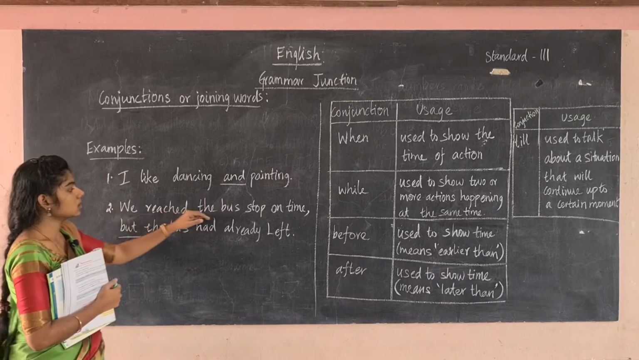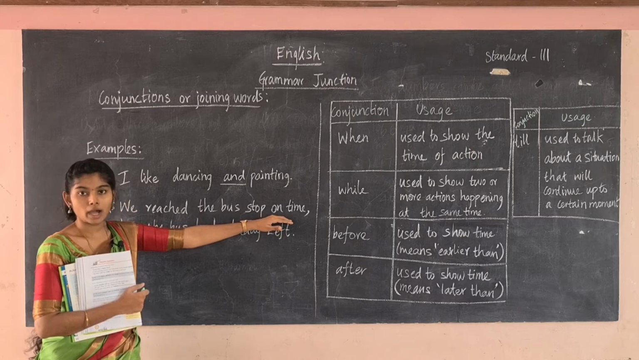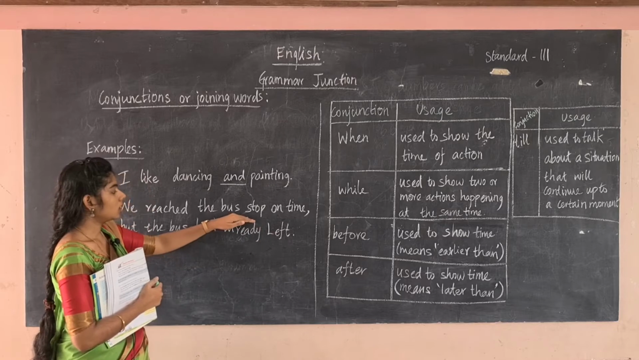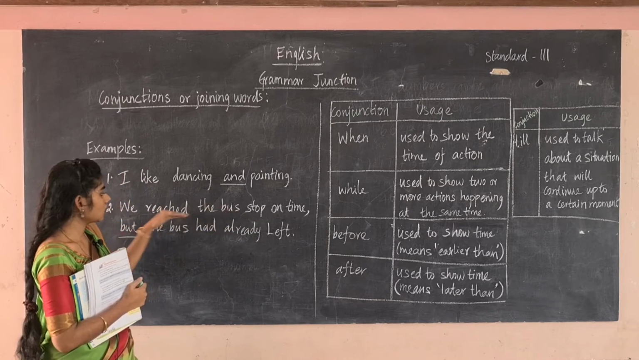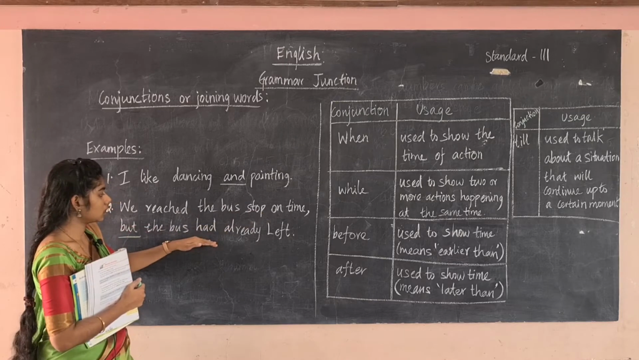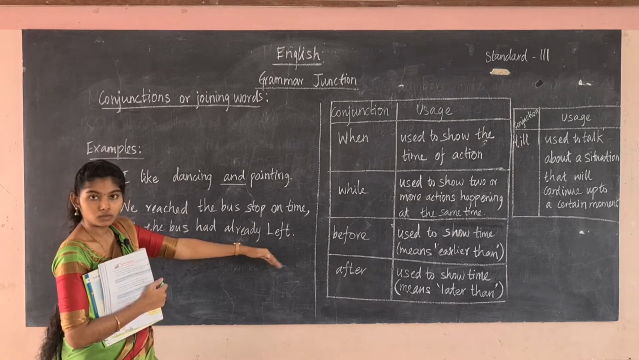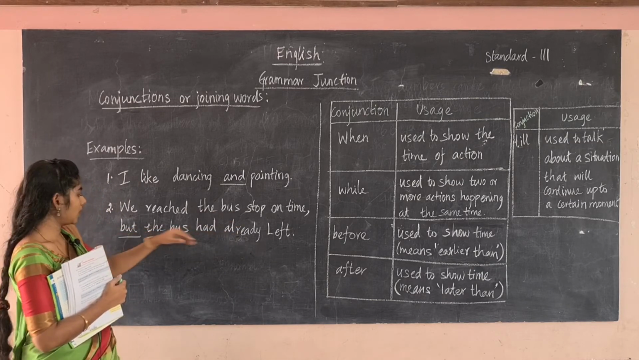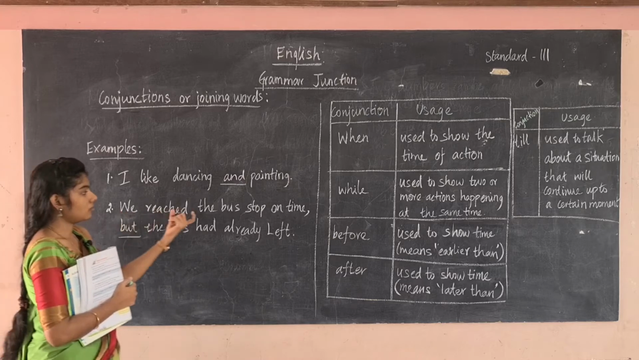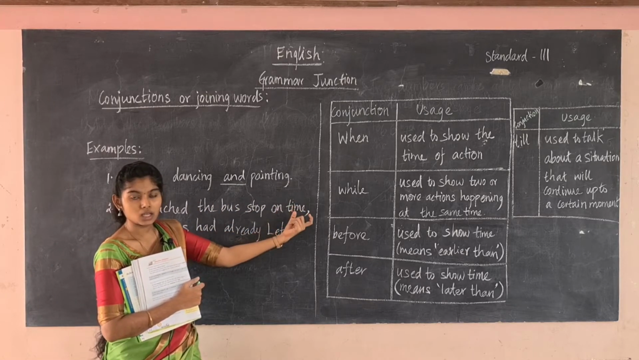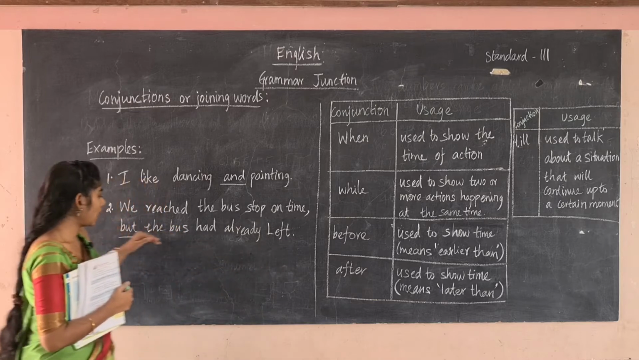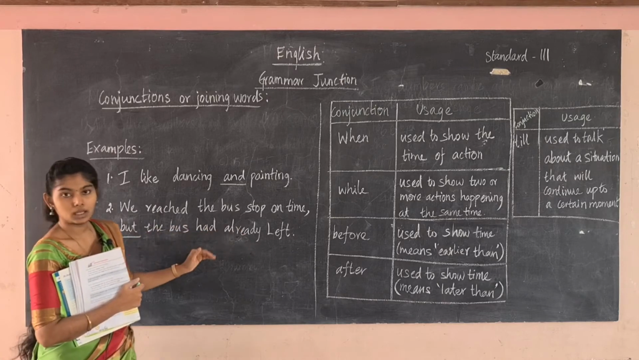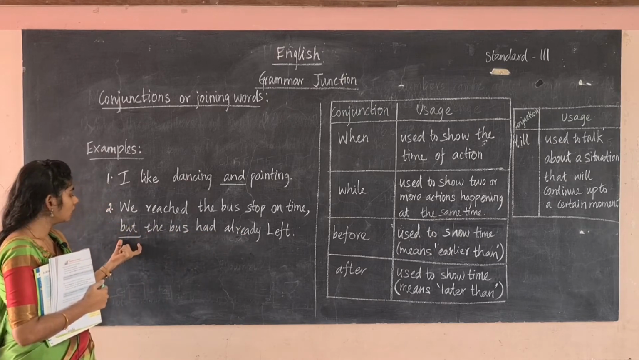And here, we reached the bus stop on time. On time you have reached the bus stop. And the next sentence is, the bus had already left. The first is we reached the bus stop on time, and the next sentence is the bus already left. So we have to join these two sentences. For this we have to use but. We reached the bus stop on time, but the bus had already left. I came early, but we missed the bus. So but means we have to use but here.